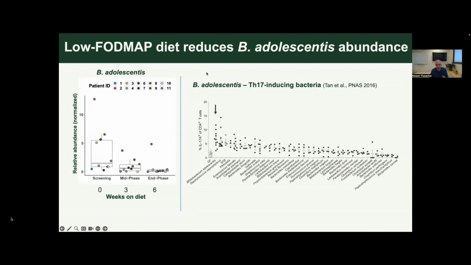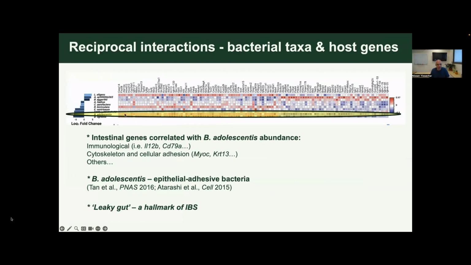What is Bifidobacterium adolescentis? This is a Th17-inducing bacteria, right? When we transfer this human symbiont to germ-free mice, it induces effector T helper 17 responses. That was shown a few years ago. And in our cohort, the intestinal abundance of Bifidobacterium adolescentis was diminished in response to low FODMAP diet in almost all patients. Now, which genes were correlated with the abundance of B. adolescentis? When we look, we identify immunological genes and genes associated with cytoskeleton and cellular adhesion.